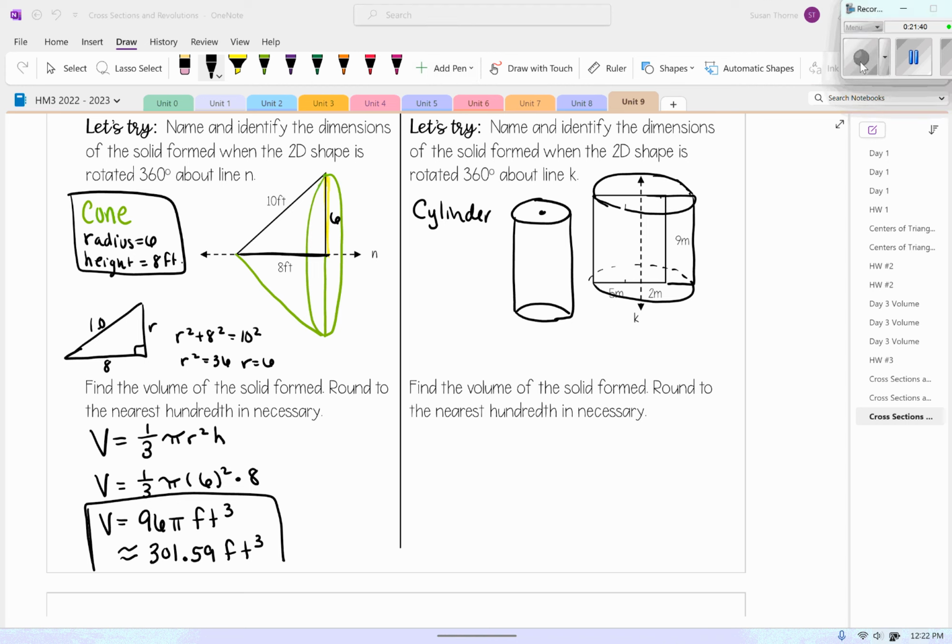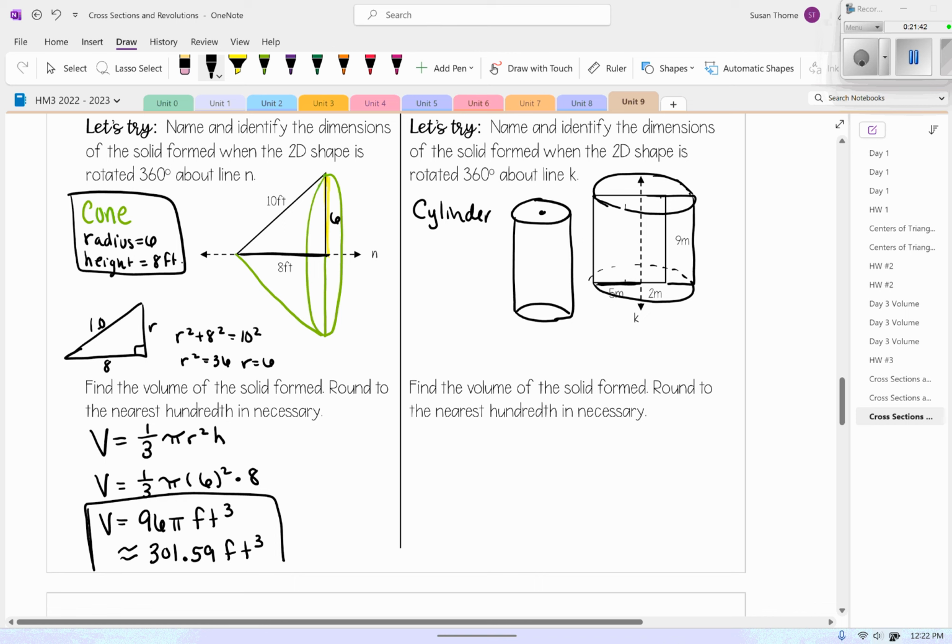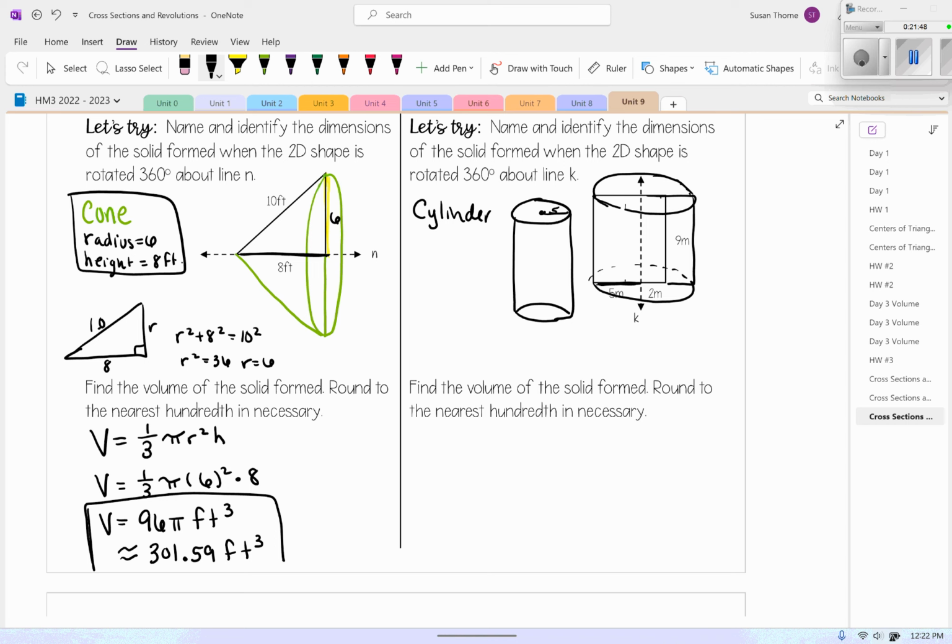For the cylinder shape, we'll be using the longer length as the radius, so that's 5 meters. And then the height was this distance, which is 9 meters. So the radius equals 5 meters. That was feet there. And the height, I'm just going to erase this, the height is equal to 9 meters.